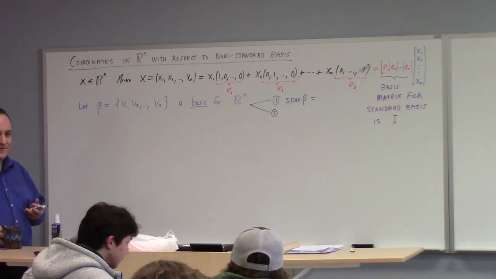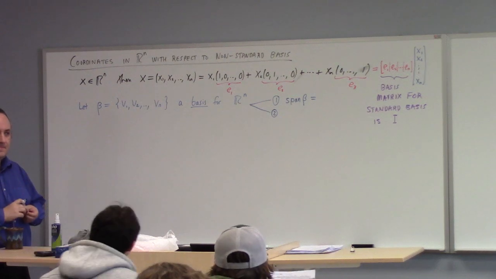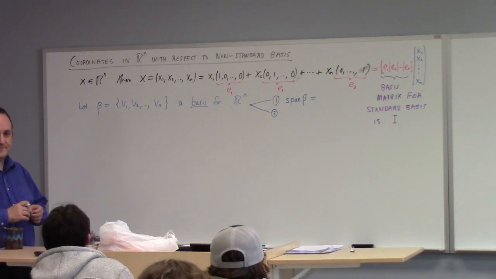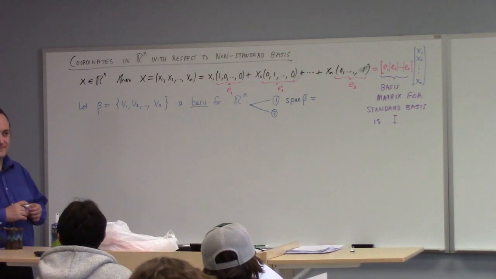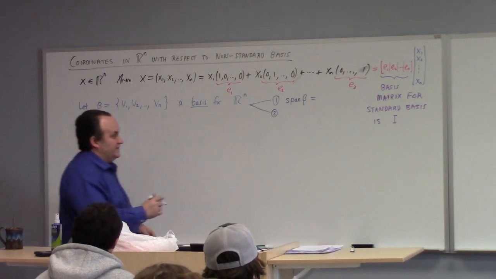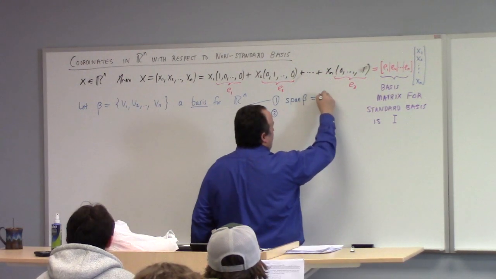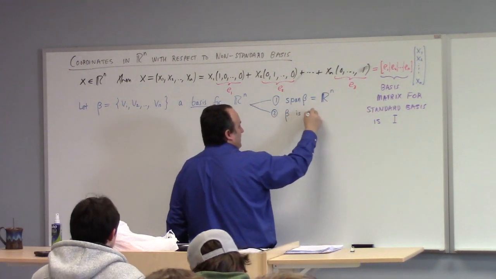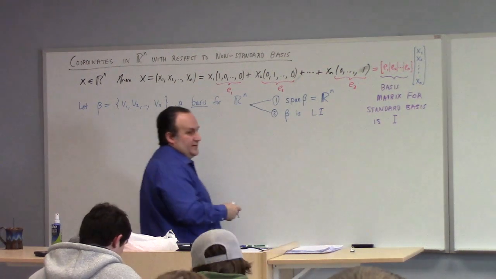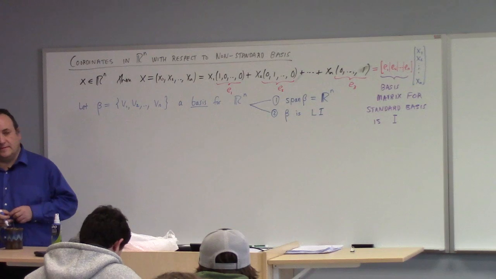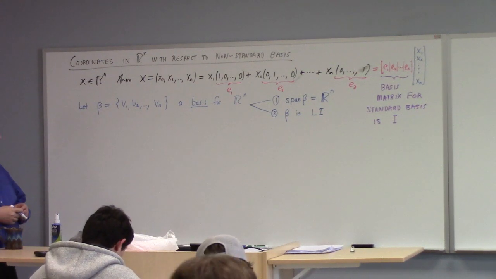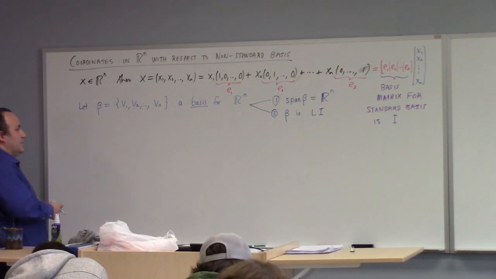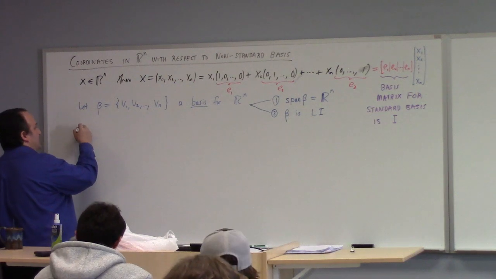I know it's early, but someone knows. What's the span of beta have to be if it's a basis for Rn? It has to be Rn, right? First of all, you have to be able to build any vector in Rn by linear combination of the bases. And number two, beta has to be what? Linearly independent, right? So we have a linearly independent set of vectors. So if that's the case, then here's the definition.